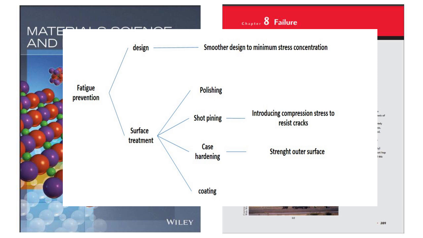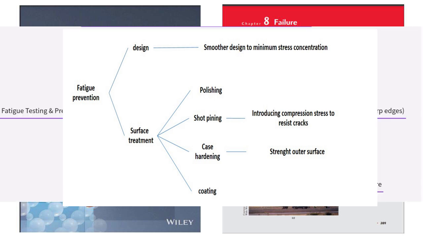And then you have case hardening, for steel components. What's that? You're basically diffusing carbon or nitrogen into the surface layer to make it harder, more resistant to fatigue. So you're toughening up that outer layer. Exactly. And then you have coatings that can be applied to protect it from the environment.